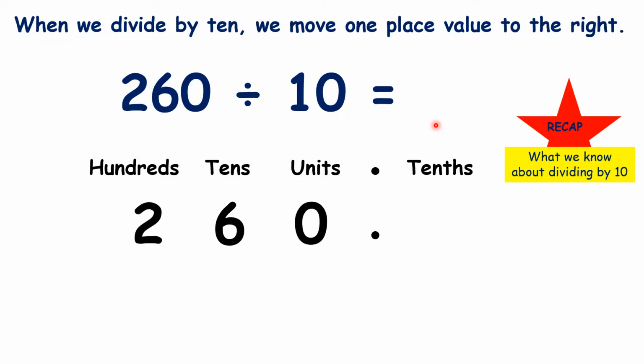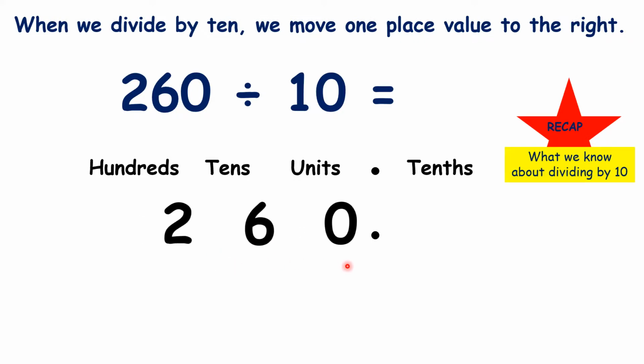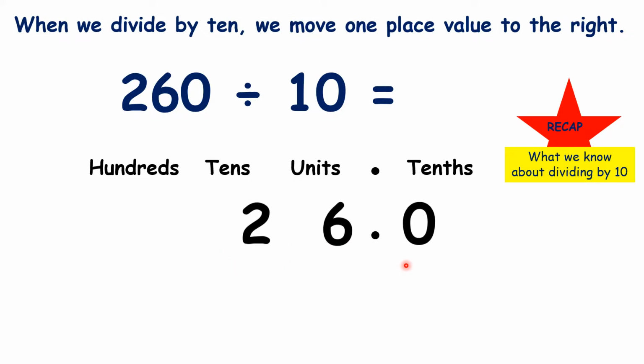For 260 divided by 10, we do the same thing. The digits move one place value to the right, so we have 26.0, which we can just write as 26.